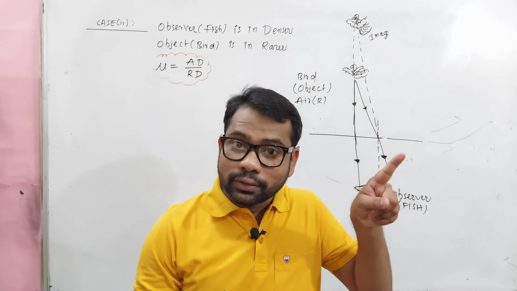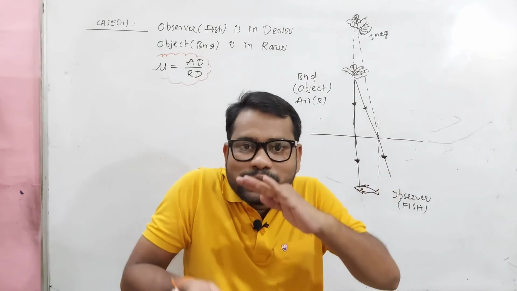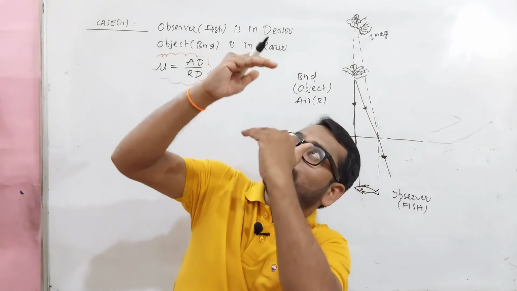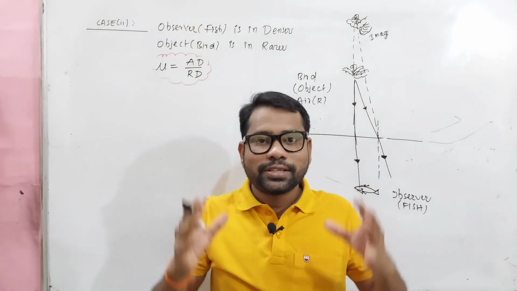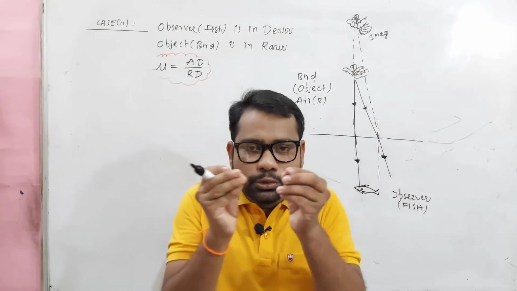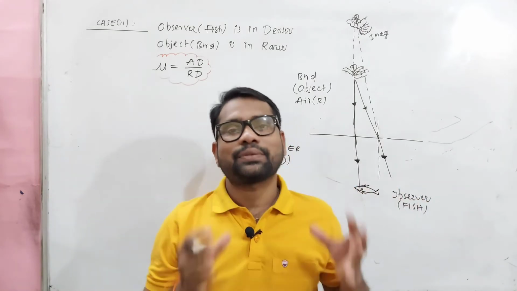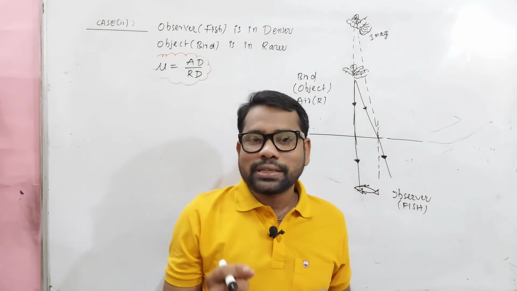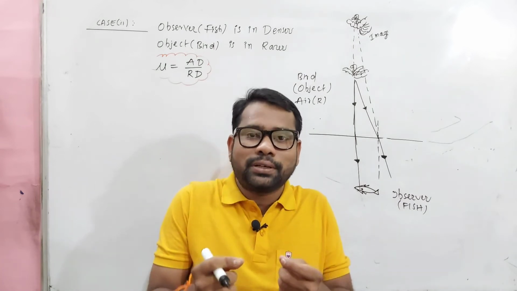But for a bird, how does the fish appear? More close, more close, more close. For a fish, how does the bird appear? More far, more far, more far. Just imagine these two things will happen simultaneously. So that is the reason the bird will get tempted to catch the fish.